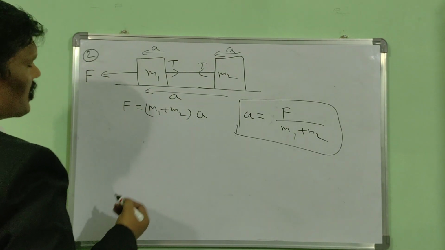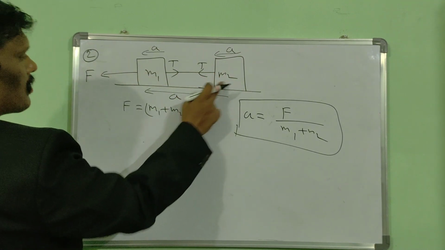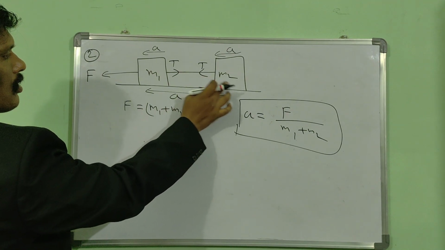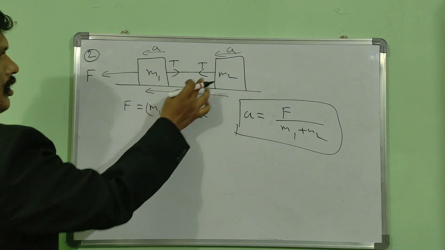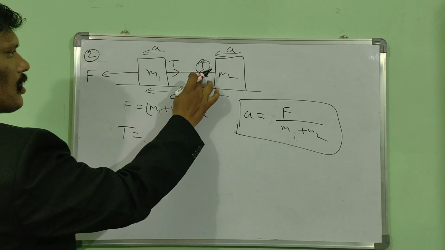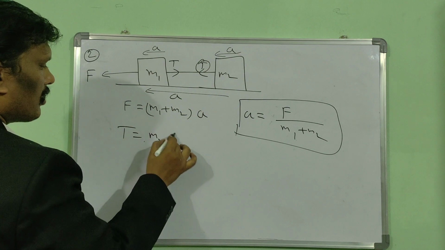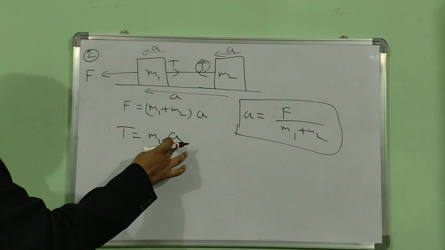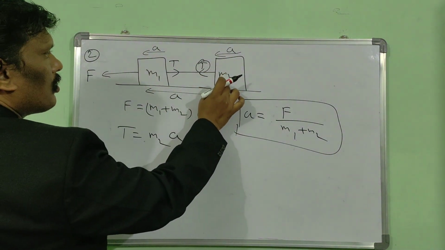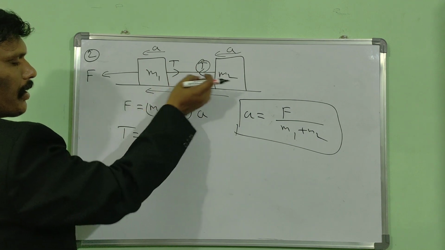Suppose I need to calculate the tension. Here F pulls two masses, so I consider M1 plus M2. Now the tension T pulls only one mass. So how to calculate tension? T pulls only one mass, that is M2, into its acceleration. This acceleration is calculated from this formula. Substitute here. M2 into its acceleration will give the tension. Why? Because the tension force pulls M2 here.